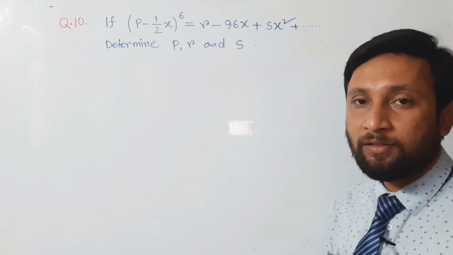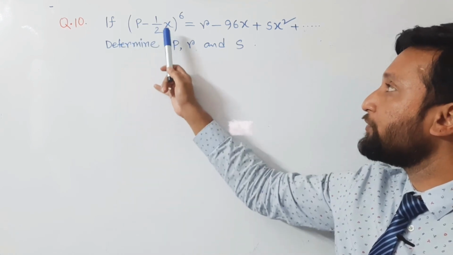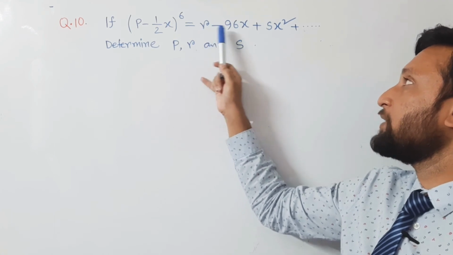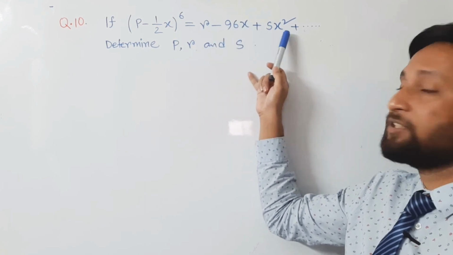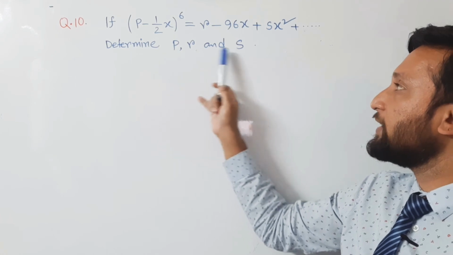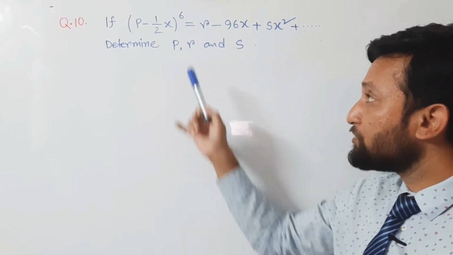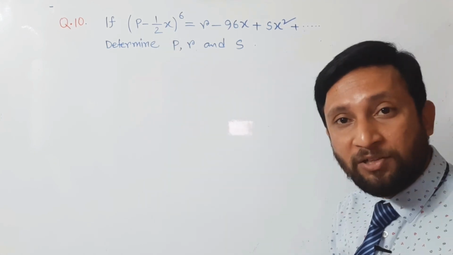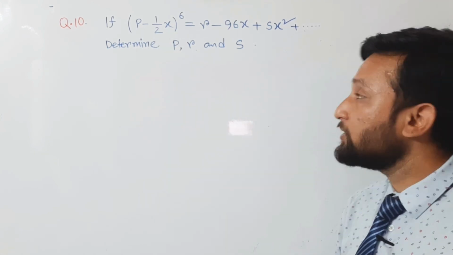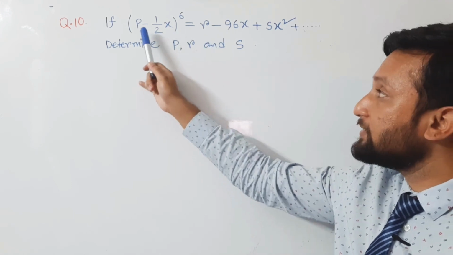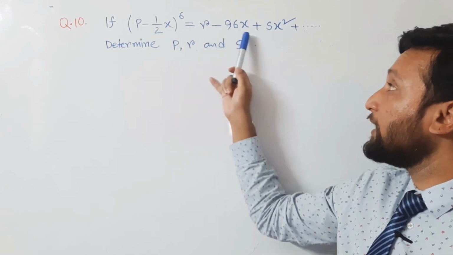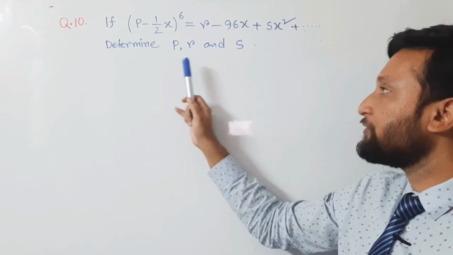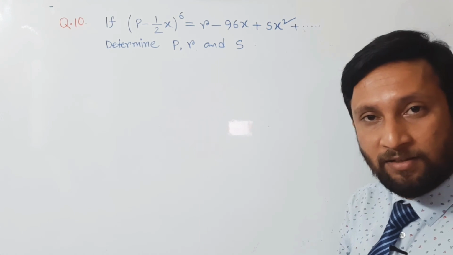Now question 10. The question is, if (p minus half of x) whole to the power 6 equals, on the right-hand side, 3 terms: r minus 96x plus s x square, then determine the values of p, r and s. In this question, if we expand the left-hand side by the binomial theorem up to 3 terms, then according to the question, this expanded 3 terms and the right-hand side 3 terms are equal. So by using simple calculation we can find the values of p, r and s. Now follow me.